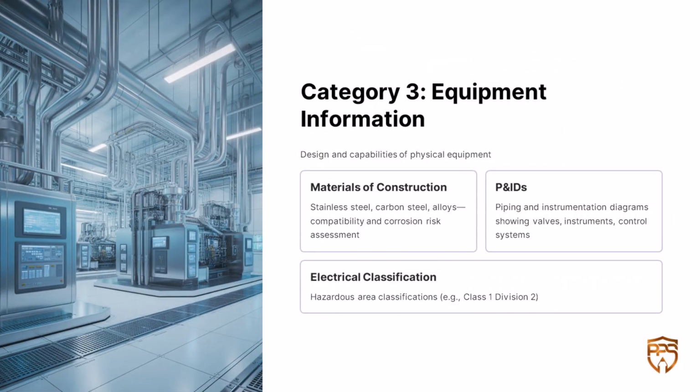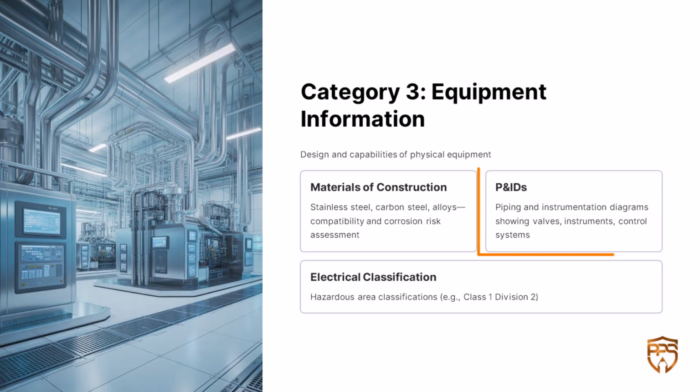Information on the equipment in the process. The last category addresses the design and capabilities of the physical equipment. This includes materials of construction, engineering drawings, and codes used. According to the model, the equipment information must cover materials of construction for vessels, piping, and equipment. Knowing whether a vessel is stainless steel, carbon steel, or another alloy helps assess compatibility and corrosion risk.